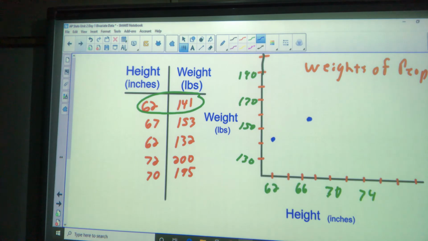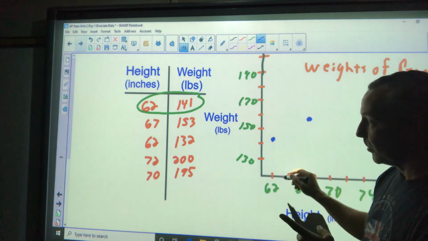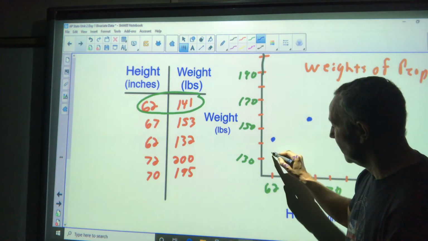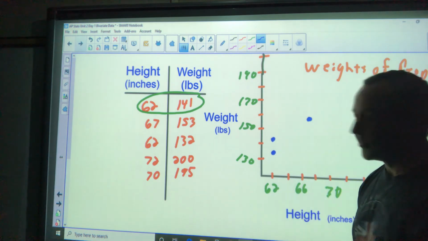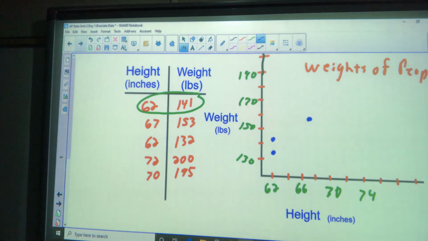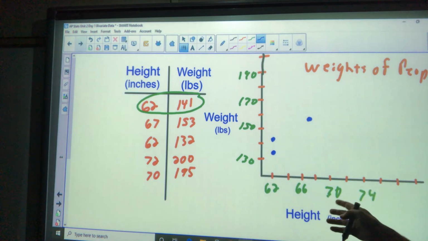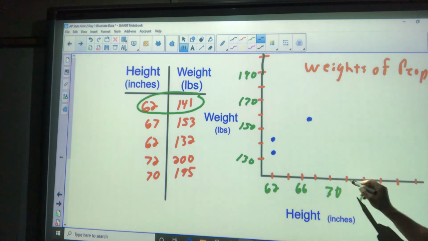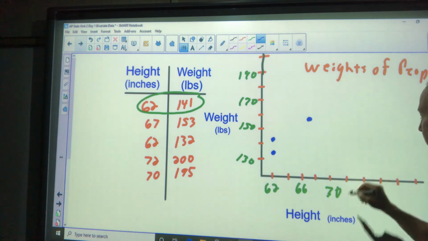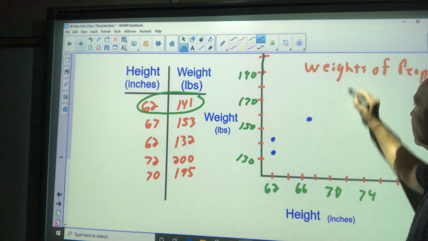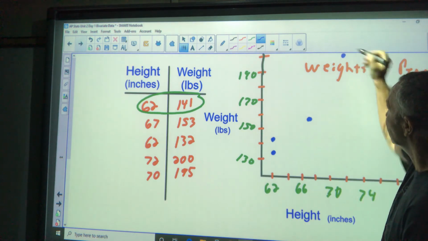And now I have 62 back here. I have another person, but they're 132. That's okay to have two people. This goes back to your algebra, like it's a function or not a function. But anyway, it's okay to have two people 62 inches tall with different weights, that's fine. All right, 72, way out here, 72. And this person is 200. That's at the top above my title, actually.